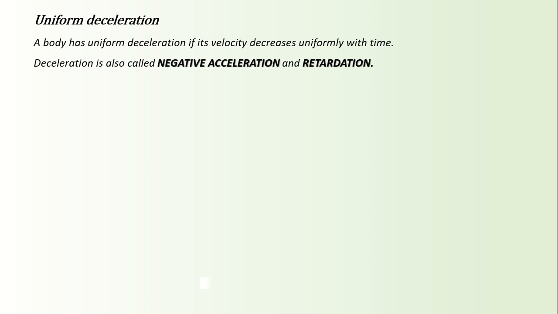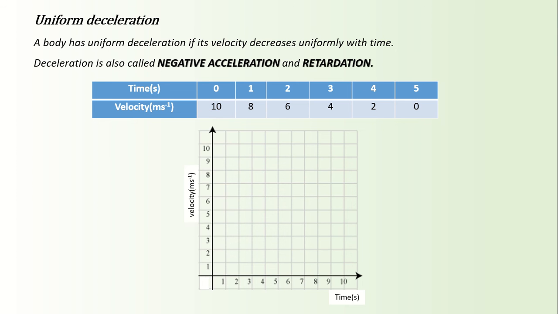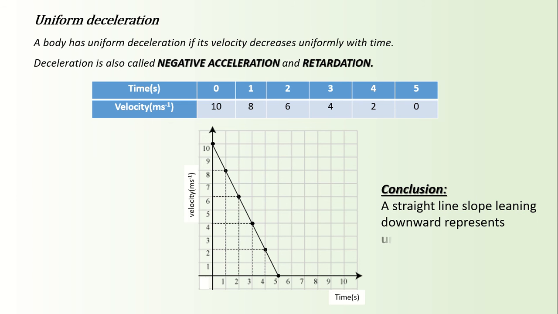Uniform deceleration. A body has uniform deceleration if its velocity decreases uniformly with time. Deceleration is also called negative acceleration or retardation. Let's take an example. A body was initially moving with velocity 10 meter per second. It decelerated uniformly within 5 seconds and it stopped. Its data is given, and its graph can be drawn as follows. We have a slope leaning downward. Conclusion: a straight line slope leaning downward represents uniform deceleration.